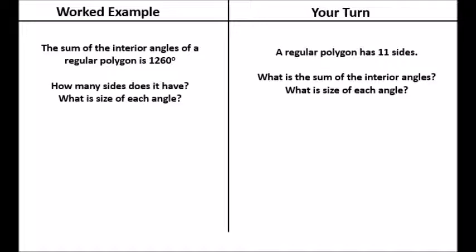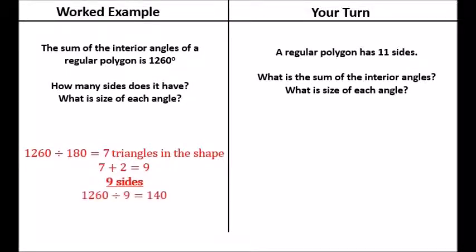So another worked example for you. I'm going to show you the working out and then go through it afterwards. Feel free to pause at any time, try and follow along. Okay, the first thing I did is recognise that 1260 divided by 180 will tell us how many triangles we can make inside this shape, as every triangle has 180 degrees. And then it's useful to recognise that the number of triangles you can make inside the shape is always 2 less than the number of sides that shape has. Therefore, 7 add 2 gives us 9 sides. Then, because we have 1260 degrees altogether, if we have 9 sides, that means we have 9 angles, so 1260 divided by 9 will give us the size of each angle being 140 degrees.